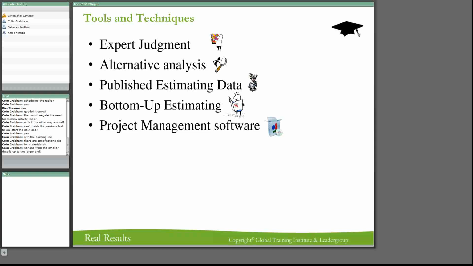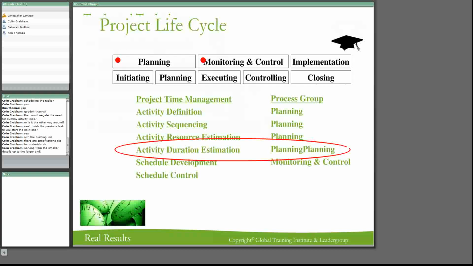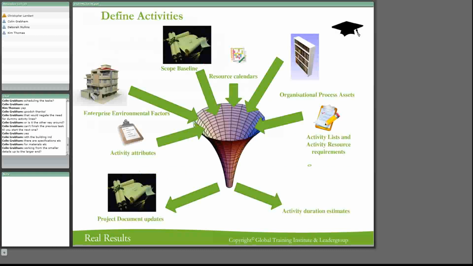All right. Now, let's go to the next one, which is the duration. And this is what I want to talk a little bit more about here. It is in planning. It's the last one in our planning activity. So it's the last thing in planning, and that is activity duration estimation. Now, what are we going to take here? To try and understand the duration of something, we need the activity lists, the resource requirements, the organizational process assets, resource calendars, scope baseline, and factors, and activity attributes, and all of those things.